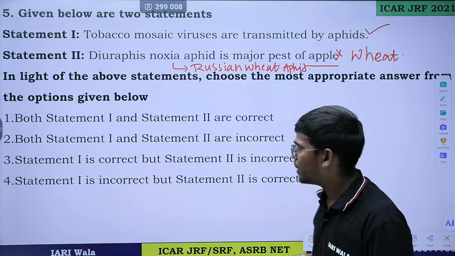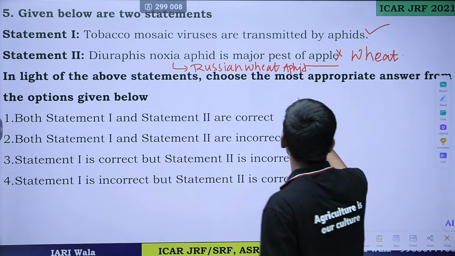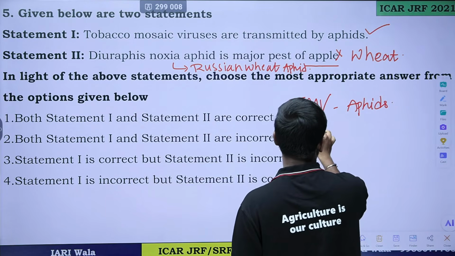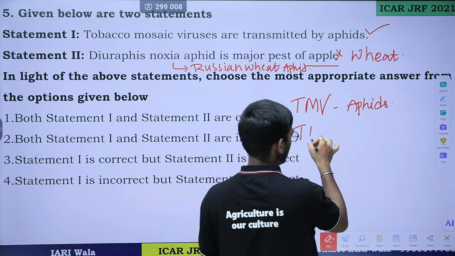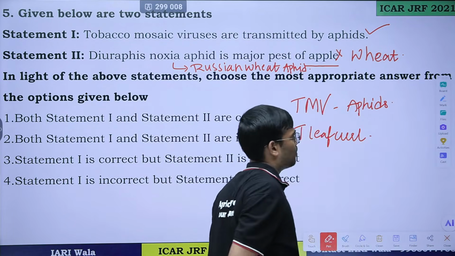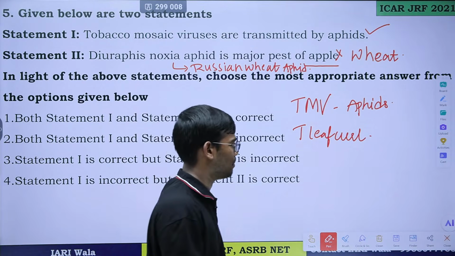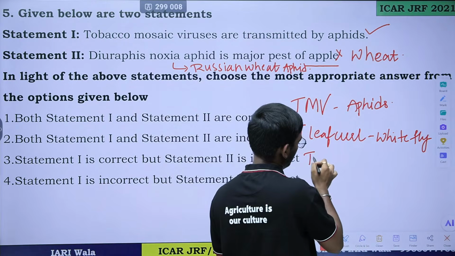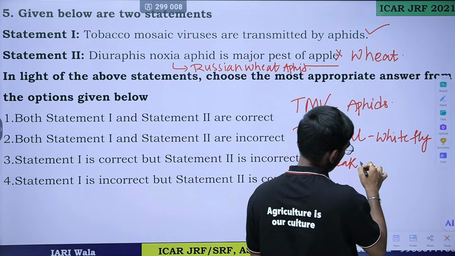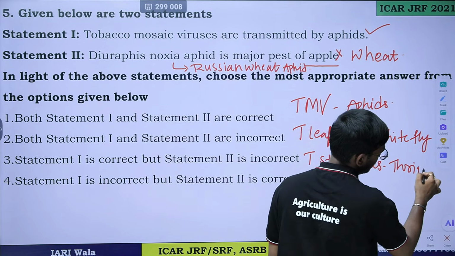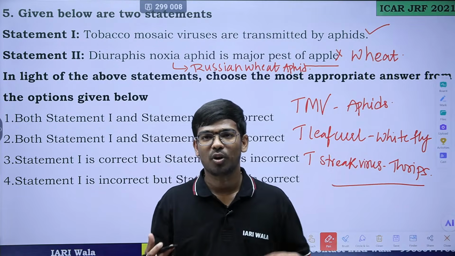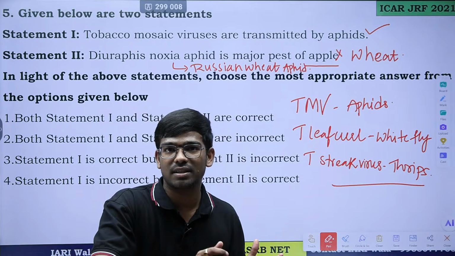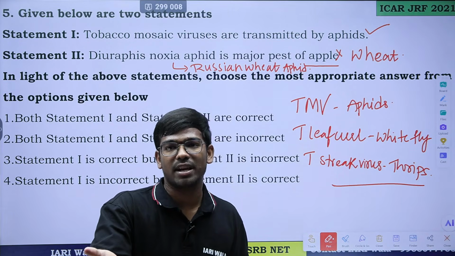Okay, and while coming to the tobacco crop, we have mostly 3 viral diseases. One is TMV, that is tobacco mosaic virus, that is transmitted by aphids. Then tobacco leaf curl viral disease will be there. I said mostly the leaf curl diseases are transmitted by whitefly. Here also the same, the vector is whitefly. Then tobacco streak virus, which is transmitted by thrips. So these 3 are the most important viral diseases of the tobacco crop.